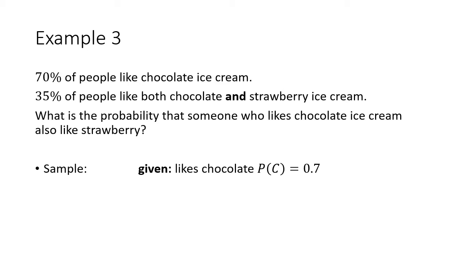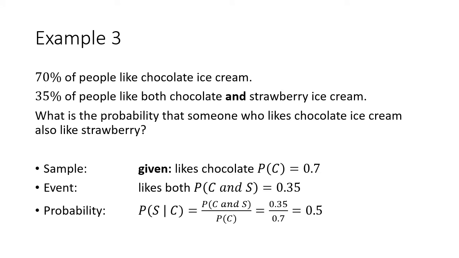Again, remember you have to convert all those percentages to decimals here. And my event is going to be that they like both the chocolate and the strawberry, which is the 35% or 0.35. And so we just follow that formula, dividing the event by the sample, and 0.35 divided by 0.7 is 0.5, or half. If we take another look at that, it should make some intuitive sense. If 70% of people like chocolate and 35% like both, well, 35% is half of 70%, which means if I'm restricting myself to just the people that like chocolate ice cream, half of them are going to like both.